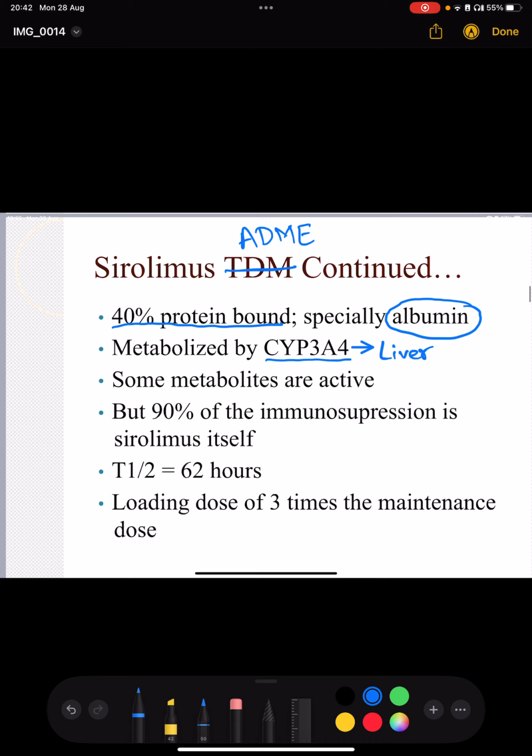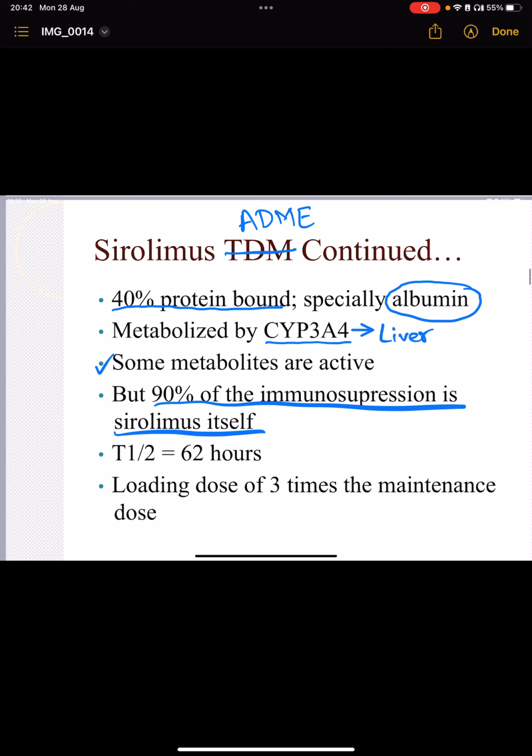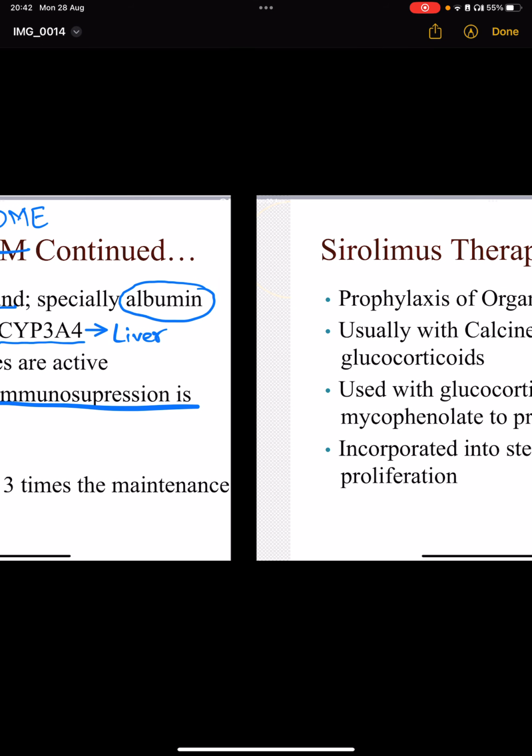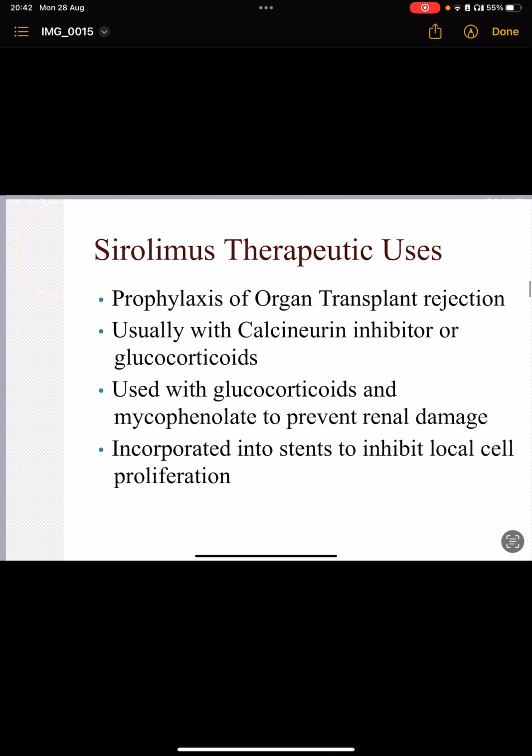It's an enzyme system in the liver. Some of its metabolites are also active, but 90% of the immunosuppression comes from sirolimus itself. The rest of it comes from its active metabolites. Half-life of 62 hours and loading dose is 3 times the maintenance dose. Again, you don't need to know the exact number. I just wanted to give you an idea of it.